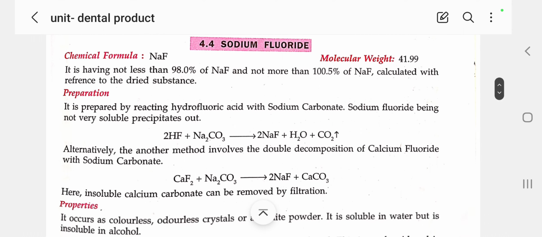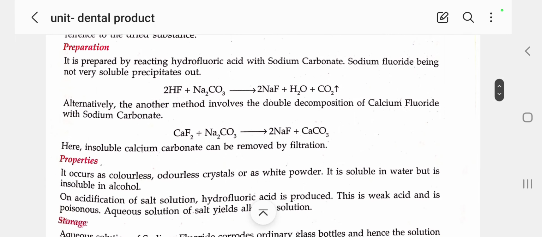Now we'll see how sodium fluoride is prepared. When hydrogen fluoride reacts with sodium carbonate, it gives sodium fluoride, with removal of water and carbon dioxide. Alternatively, another method involves the double decomposition of calcium fluoride with sodium carbonate. When sodium carbonate is treated with calcium fluoride, sodium fluoride and calcium carbonate are formed. So these are the two methods for the preparation of sodium fluoride.